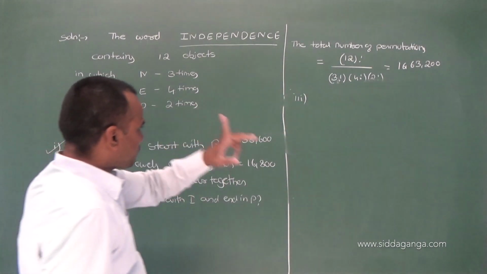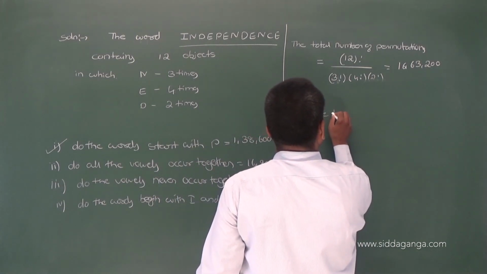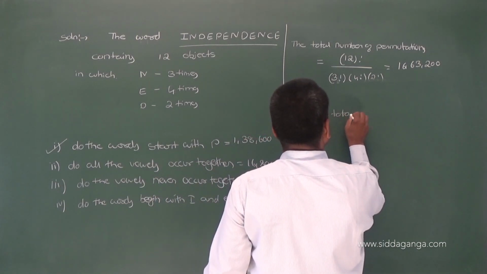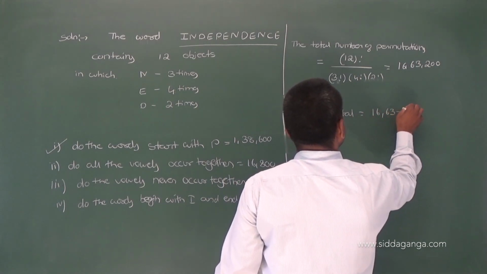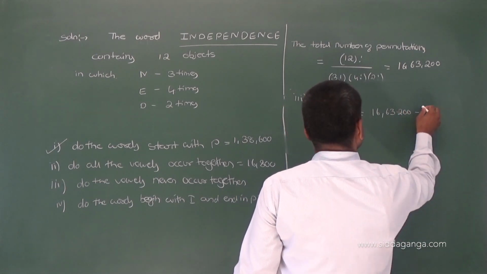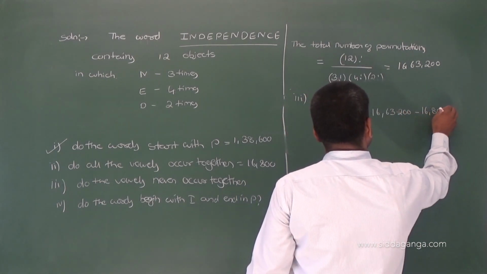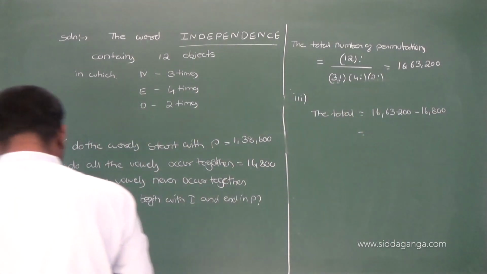Third question: do the vowels never occur together? Very simple. The total, 16,63,200, minus 16,800. If you subtract this from the total, it is very simple.